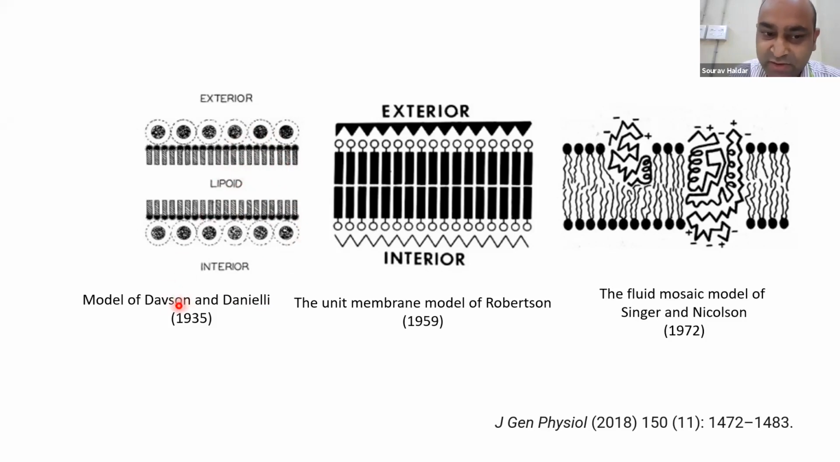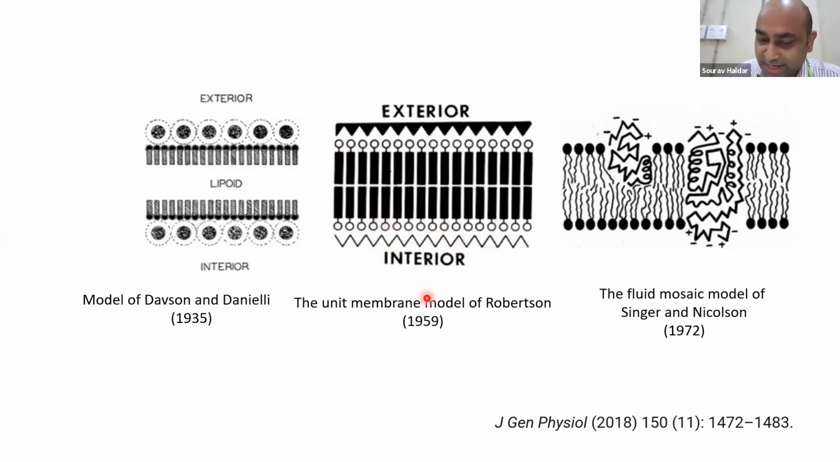So this is the version of Danielli and Davson around 1935, and they thought that the proteins were organized completely exterior to the lipid. Then the next model that was put forward was by Robertson, and he refined this model and said that the exterior protein is integrated with the lipid, and there is no gap between the monolayers of the lipids.